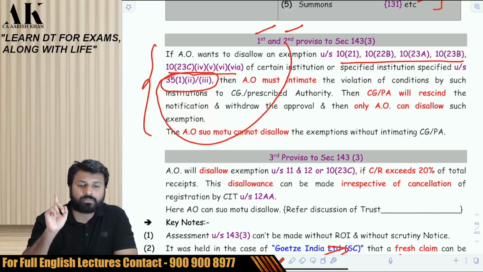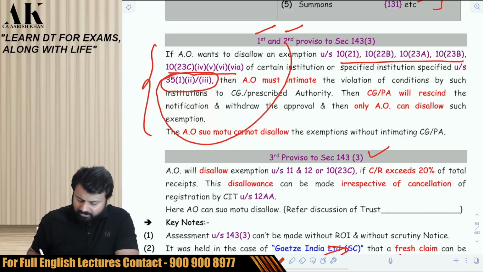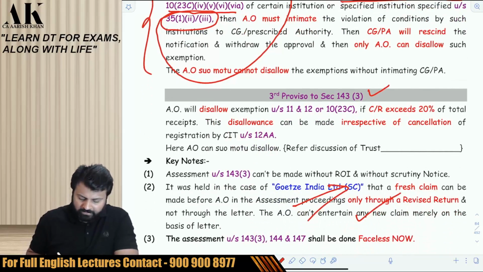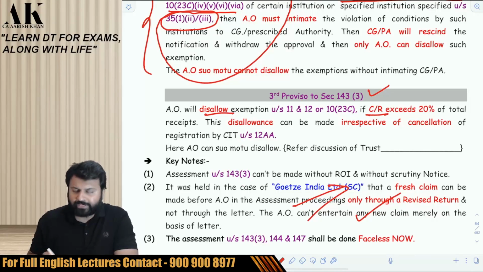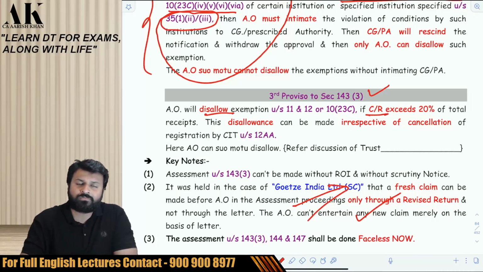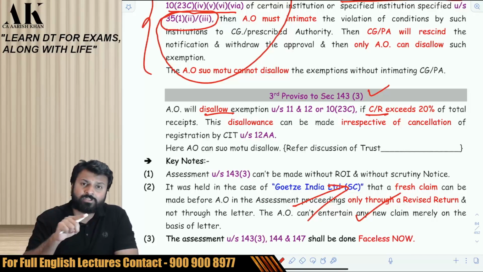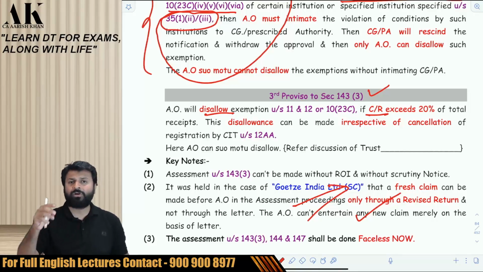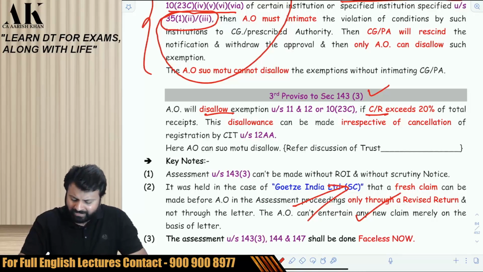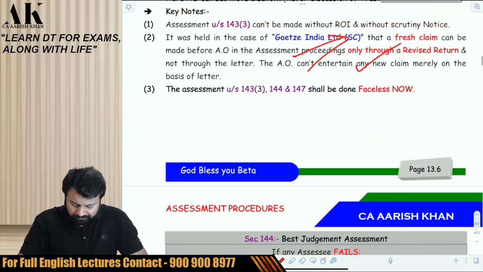He cannot do so. But under the third proviso, the AO can disallow the exemption. He can disallow the exemption. The third proviso is for charitable or religious trusts. For that, you need to understand the topic of charitable and religious trusts. You have to revise that particular thing. So, the difference between first, second, and third: in the first and second, the AO suo moto cannot disallow the exemption. He has to tell the central government, they will cancel the registration, they will intimate you, and then you can disallow the exemption. But in the third proviso, the AO can suo moto disallow the exemption. Okay. This is the difference between the first, second, and the third proviso.